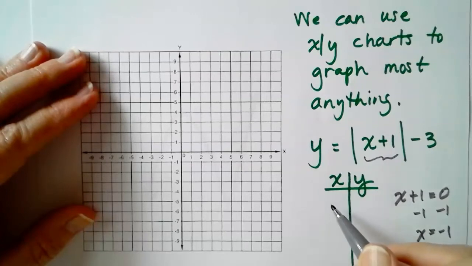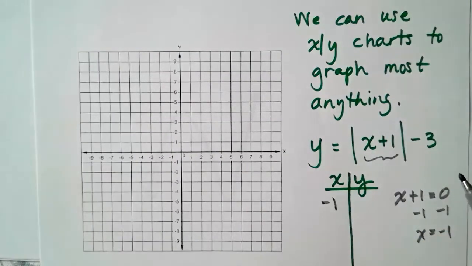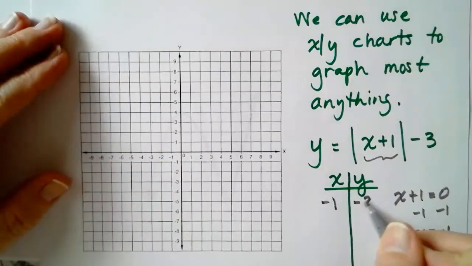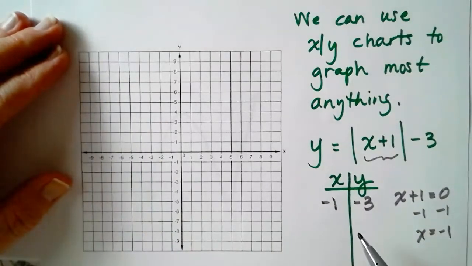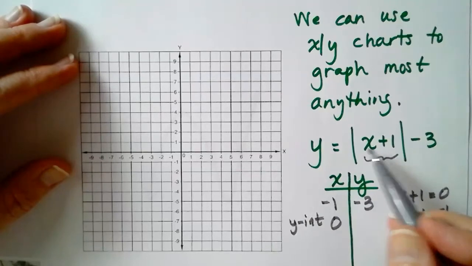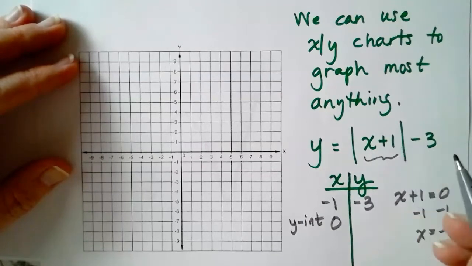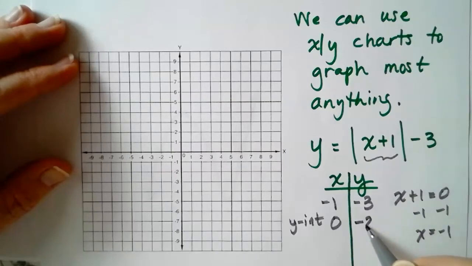So when x equals negative 1, I get 0 in the absolute value bars. And of course, the absolute value of 0 is 0, and 0 minus 3 is negative 3. Let's keep going. We'll allow x to equal 0, of course, because this is going to give us a y-intercept, which is a critical point. So 0 plus 1 is 1. The absolute value of 1 is 1. 1 minus 3 is negative 2.